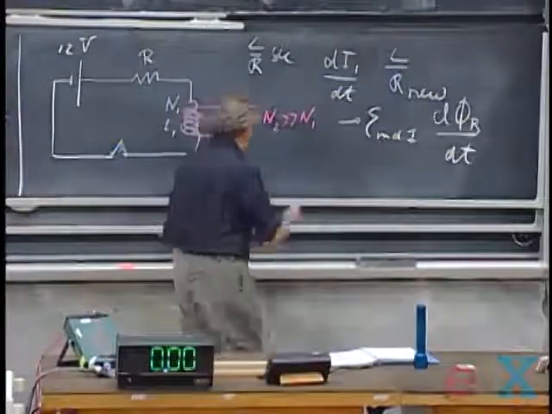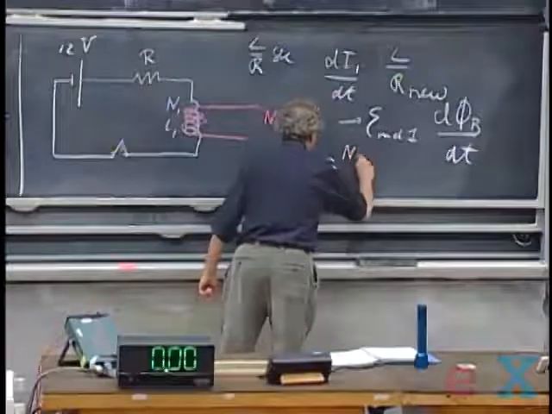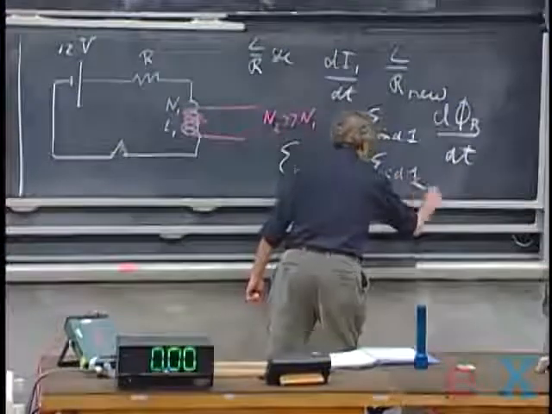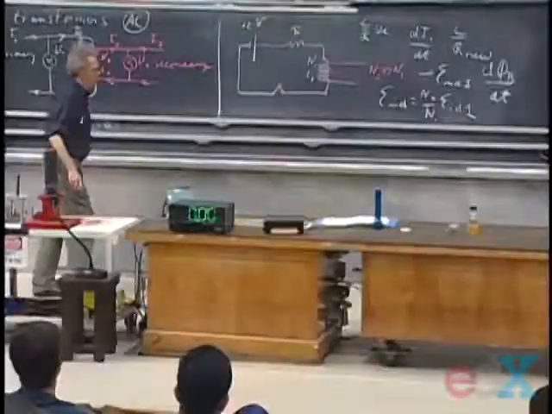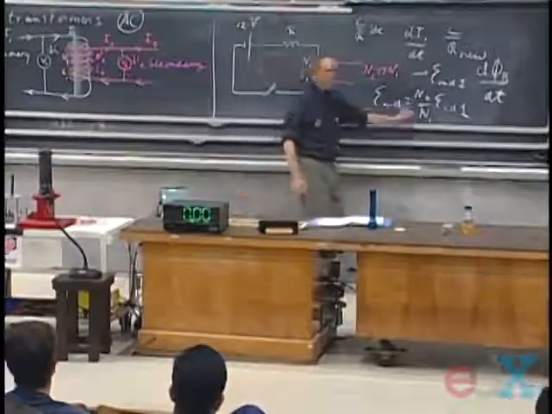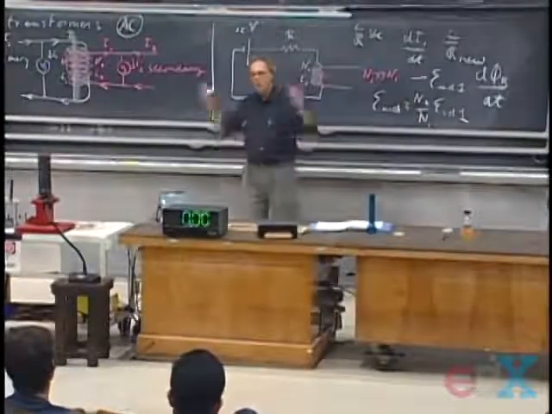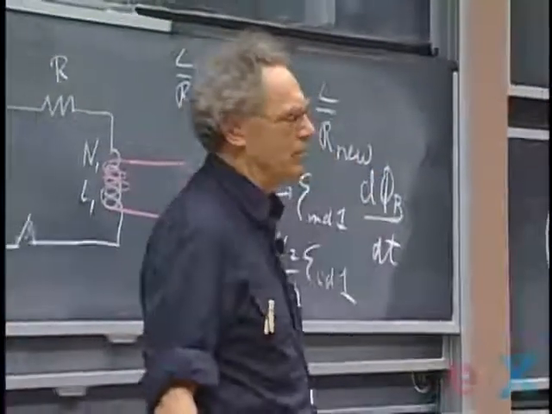So the induced EMF in the secondary is very roughly N2 over N1 times the induced EMF in the primary. That was the ratio that we had earlier, the V2 over V1, remember, was N2 over N1. So now I get in the secondary an absolutely horrendous potential difference. I could get up to 1,000,000 volts if I want to.